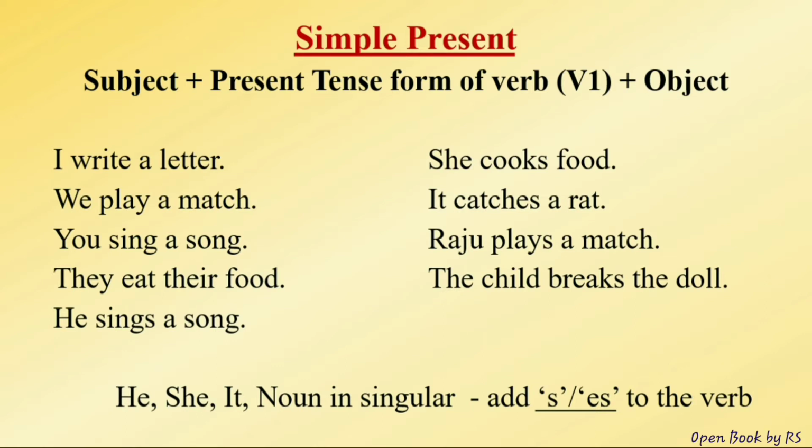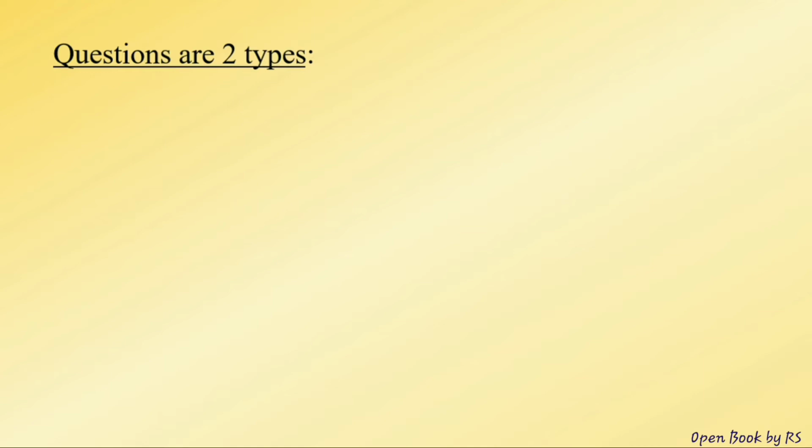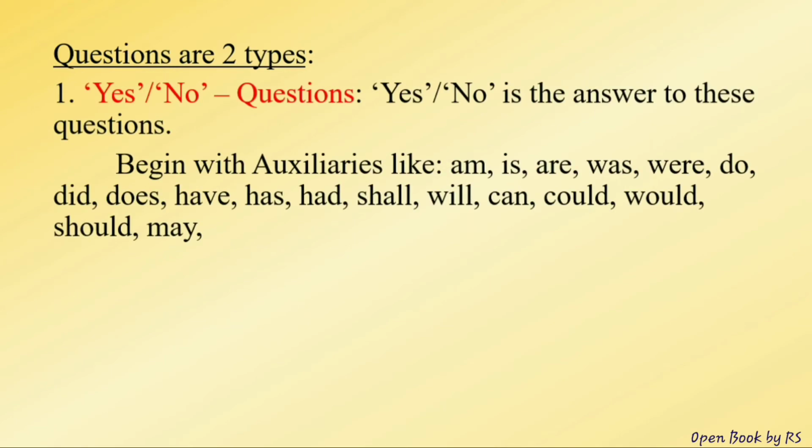Now we can learn simultaneously the interrogative form and negative form of this simple present. This is an easier way for you. Interrogative form is nothing but question. So, question form. How to frame questions? Basically, there are two types of questions. Yes/no questions, first type. For these yes/no questions, we get the answer as yes or no. That's why these are called yes/no questions.